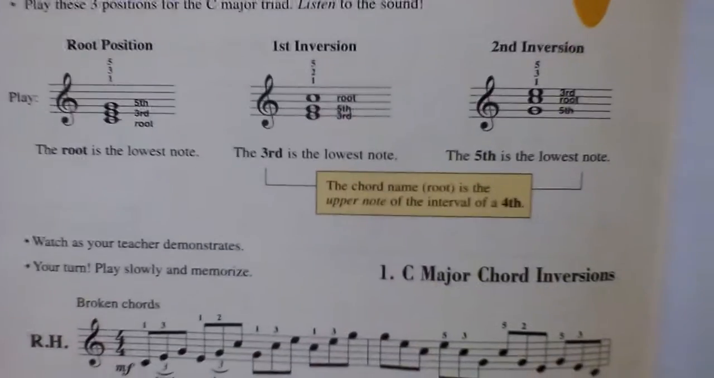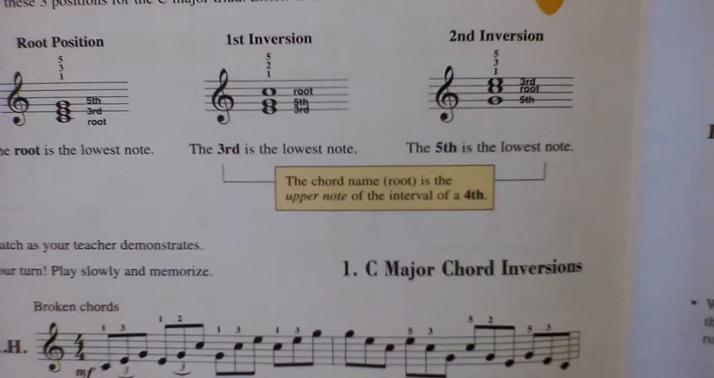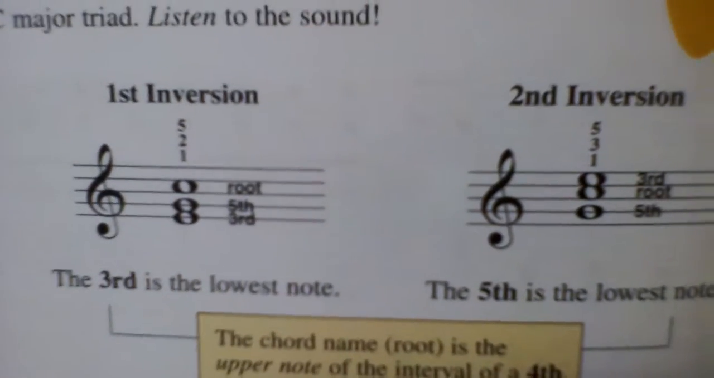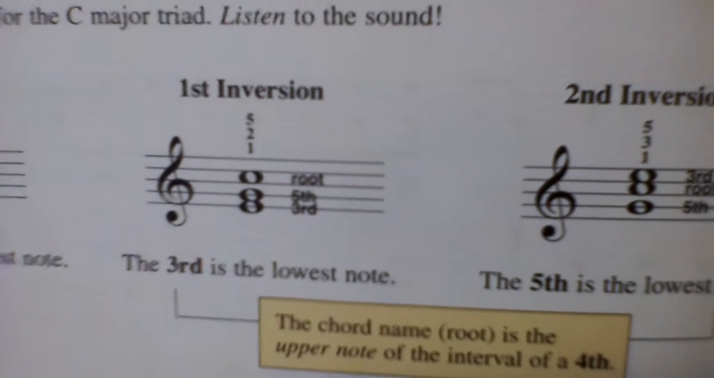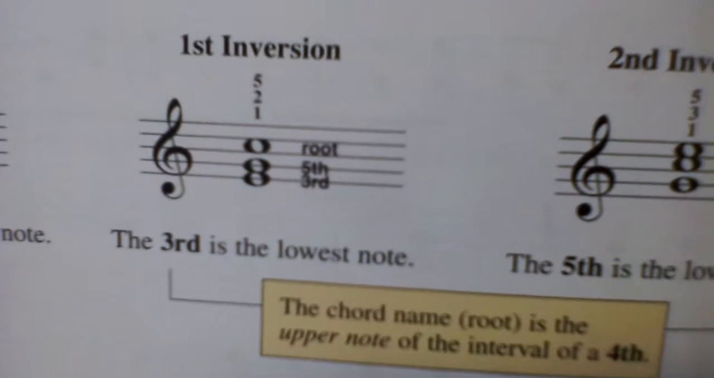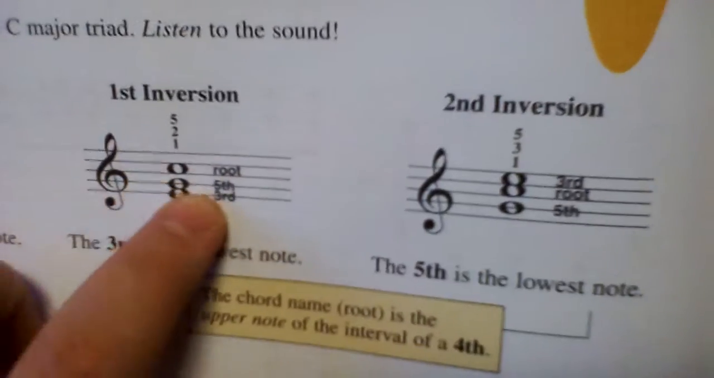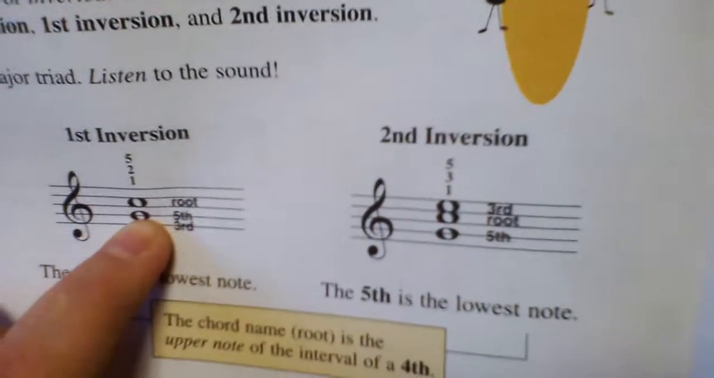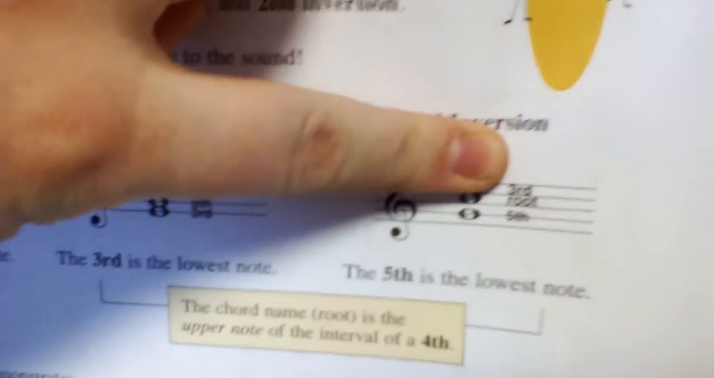Okay, now it also says on here the chord name is the upper note of the interval of a fourth, which sounds like a whole lot of confusing stuff. Basically, if you know the notes of your triad, you'll know what the root is though. If I'm familiar with C, I know it's C, E, G. So if I'm seeing E, G, C, that's just the same thing in another order. What they're showing is the fourth is here between G and C, and the top note of the fourth is C.